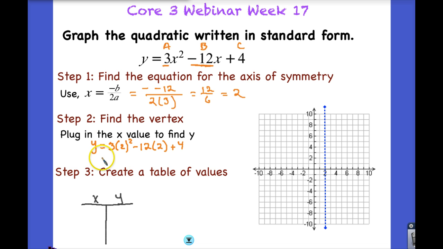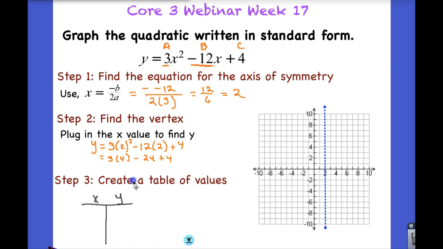Okay. So just to simplify then, do your exponents first. So this is going to be 3 times 4. 2 squared is 4. And then I can do 12 times 2, which is 24. The only place I really see that people make errors is they do 3 times 2 first, and then they square it, and that messes them all up. So from here, now you have one more thing to multiply. You have the 3 times 4, so that gets you 12.